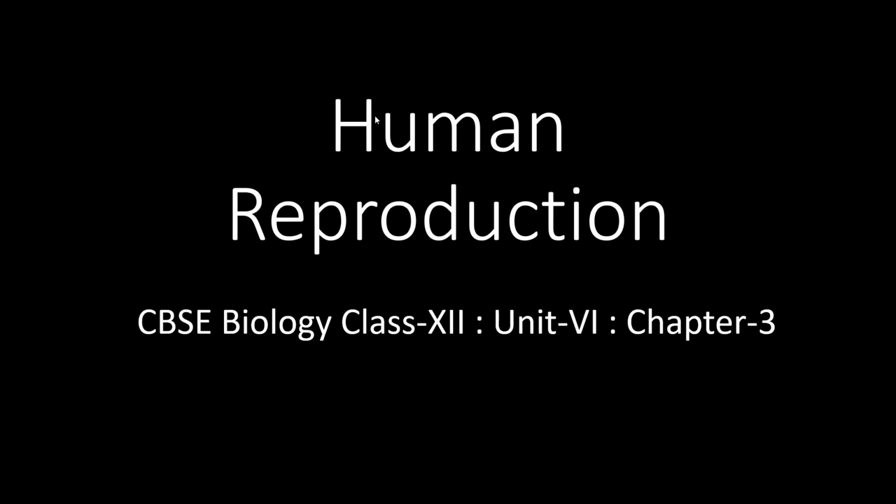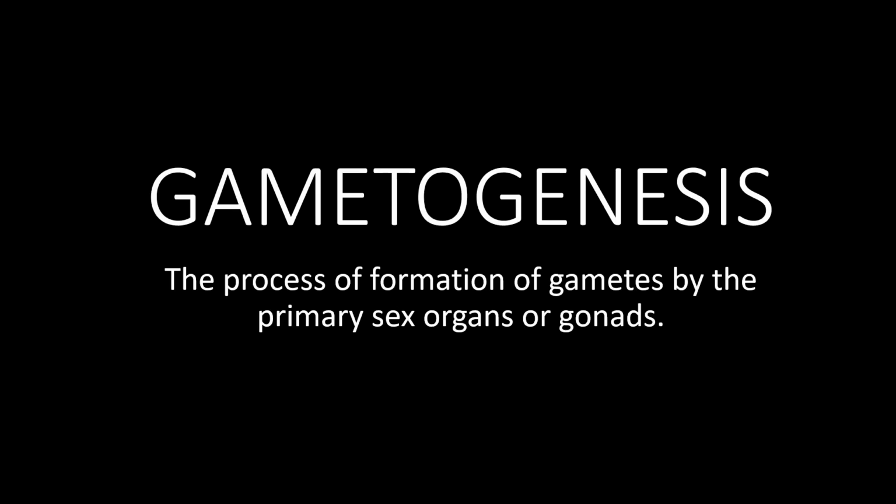And at the end, we have learned about the mammary gland and its importance in the process of reproduction and also in pregnancy, birth and child care. Today, let us continue from there and understand the process of gametogenesis both in case of male as well as female. Now remember, the process of formation of gametes by the primary sex organs or gonads, both in case of male as well as female, is referred to as gametogenesis.